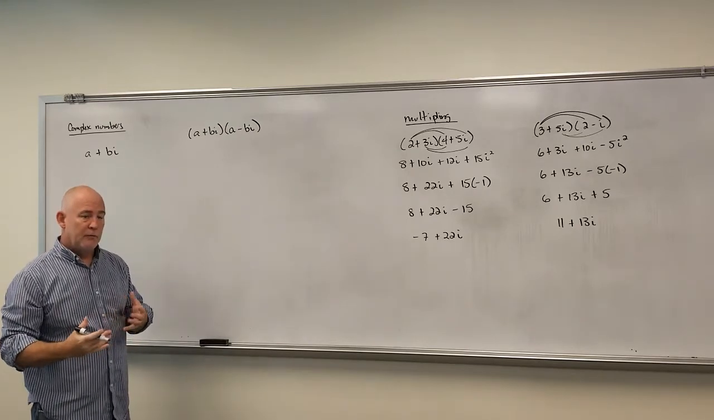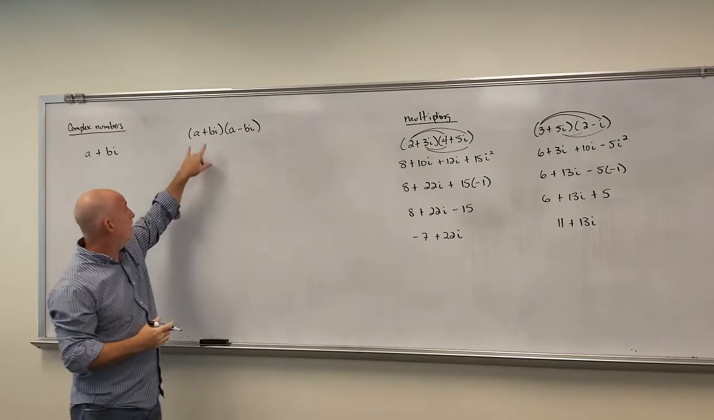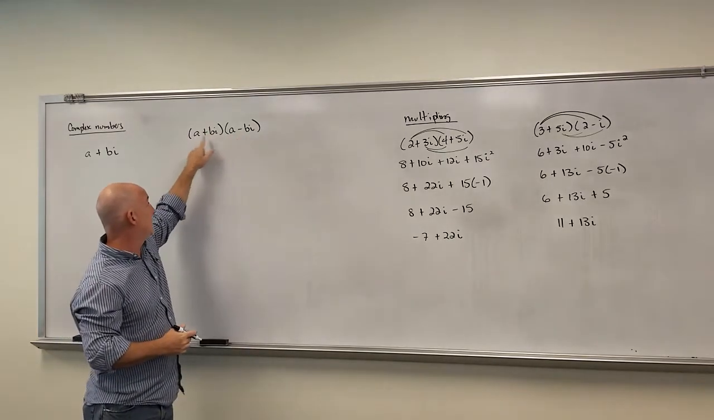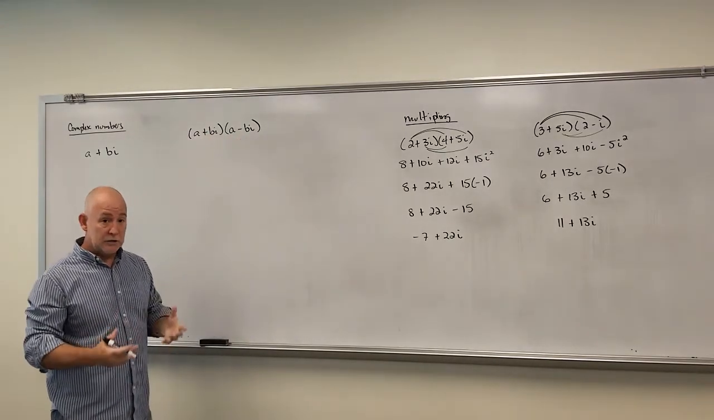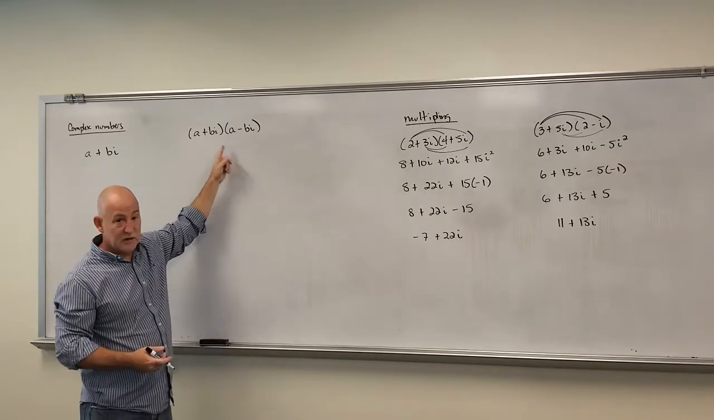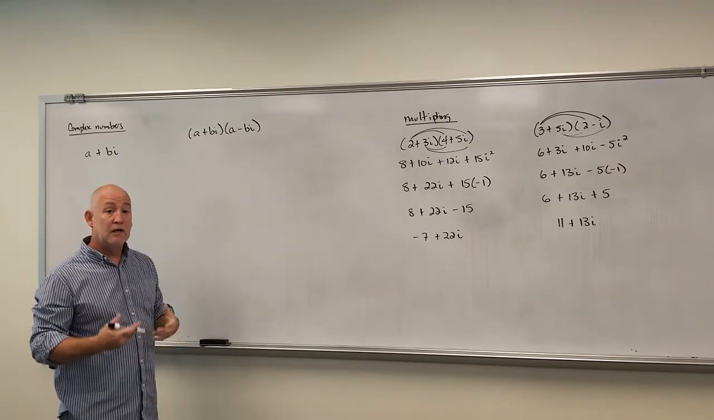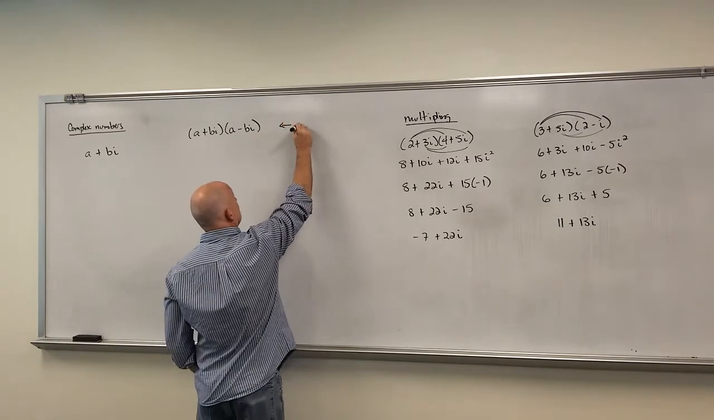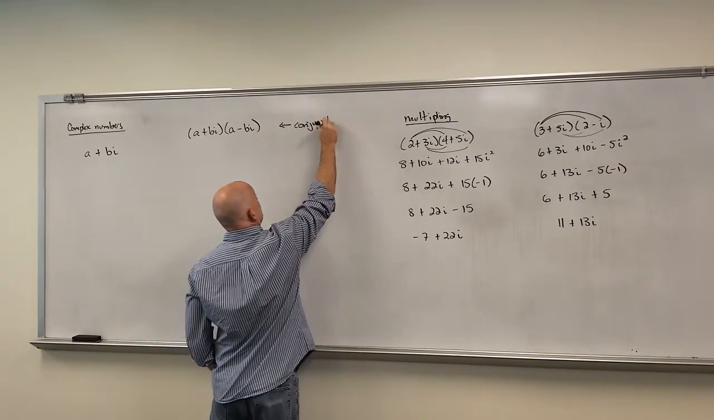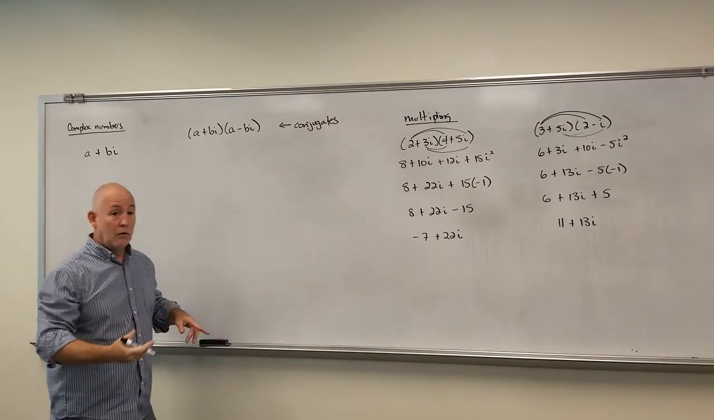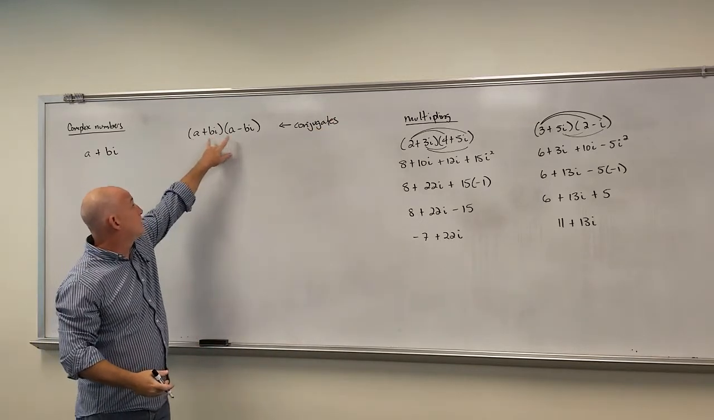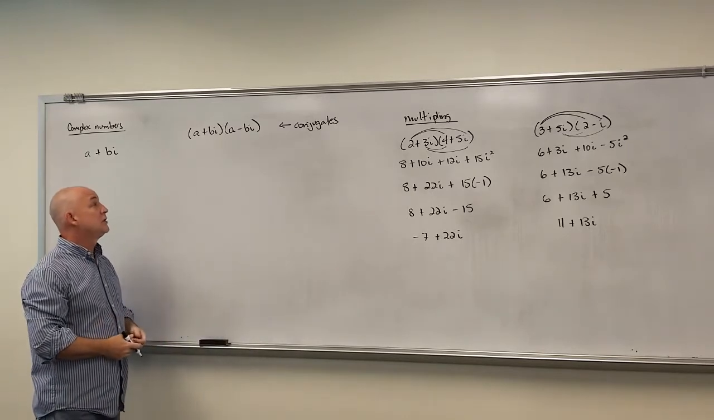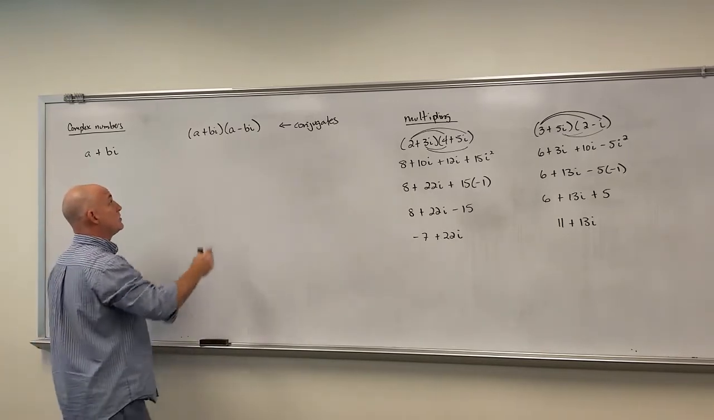Now, remember from the past, y'all may not remember this word, if we have something that has two terms, two pieces, and the sign's different in the middle, those are called conjugates. Since these are complex numbers, they generally go by the name complex conjugates, but basically these are just conjugates. Remember, all conjugates mean is the same two terms with a different sign between them. Now, if we distribute this out, we get a pretty interesting result from it.